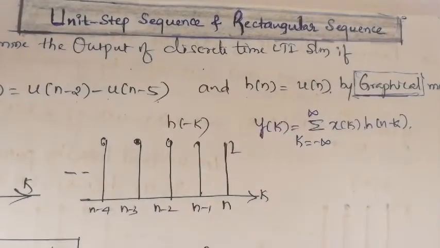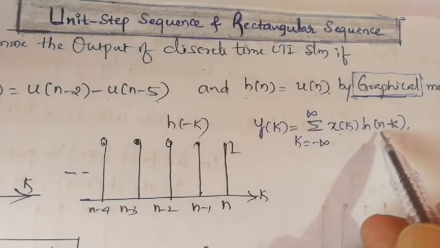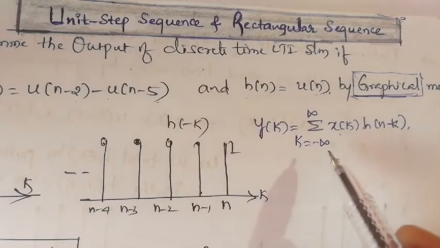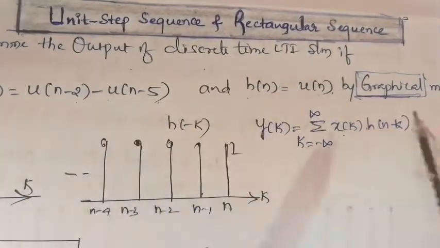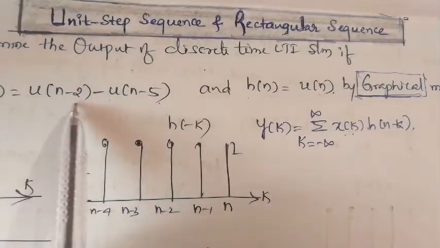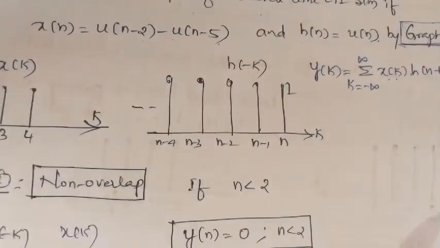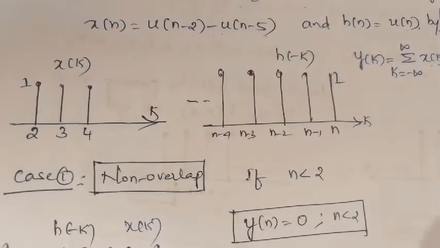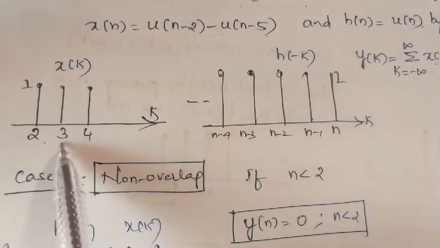In this formula we come to know that x of k is kept constant. Second sequence we have to shift and then multiply. So as per the formula, let us represent both the sequences in terms of index k. X of k equal to u of k minus 2 minus u of k minus 5. Graphically, x of k starts from 2 and ends at 4. It has only 3 samples.